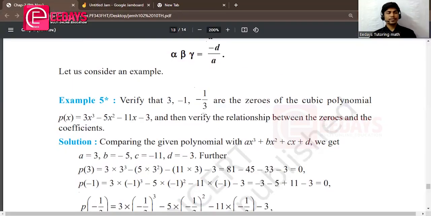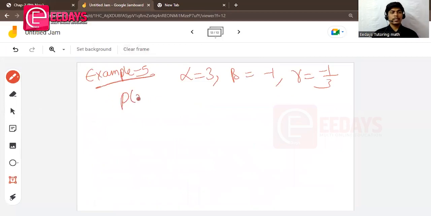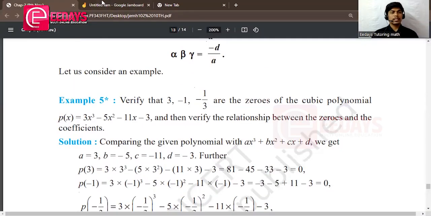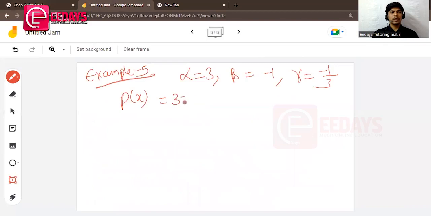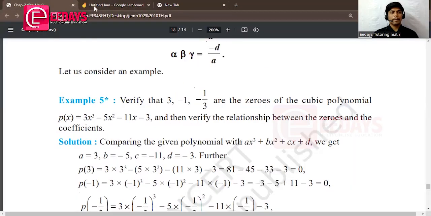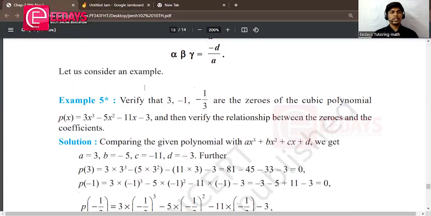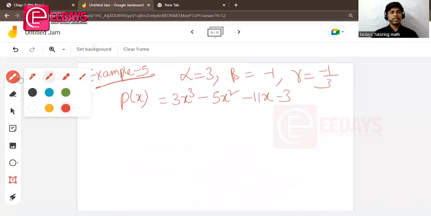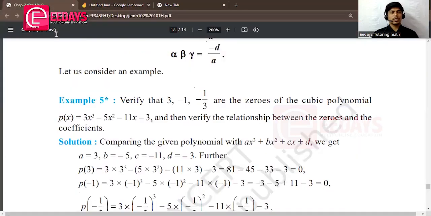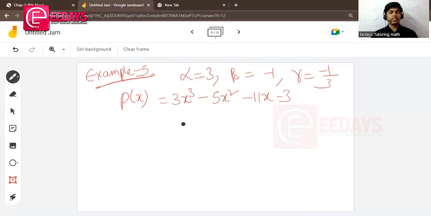They have given the zeros and the polynomial equation. The polynomial equation they have given is 3x cube minus 5x square minus 11x minus 3. So this is the equation they have given. We need to verify. How to verify? First, let's substitute that. So let's take x is equal to 3, I mean alpha is equal to 3.